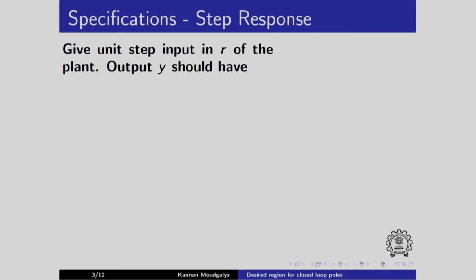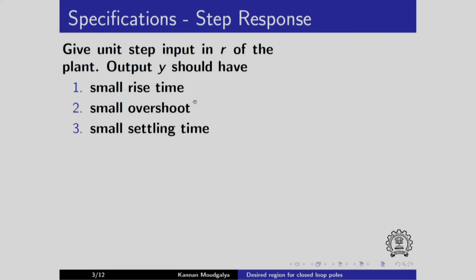Let us start with specifications. We will assume that a step input is given in the reference signal R of the plant. We would want the output Y to have small rise time, small overshoot and small settling time. Of course, we would also like small steady state error.